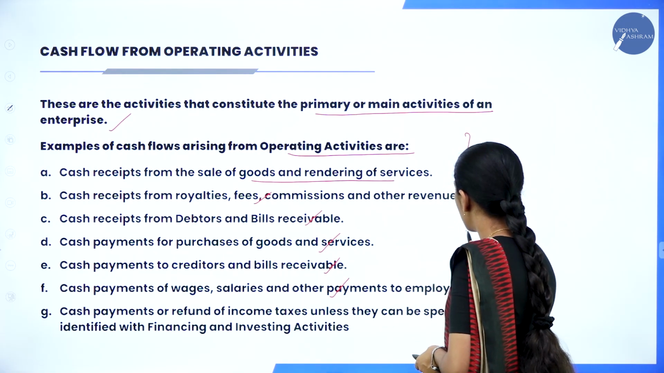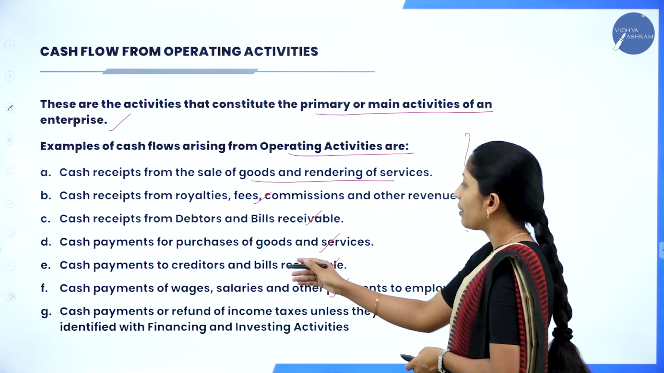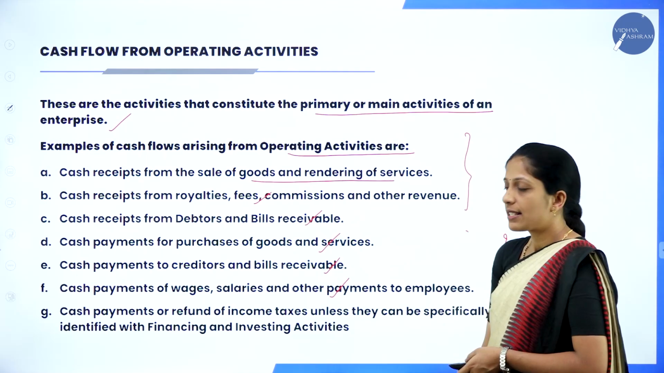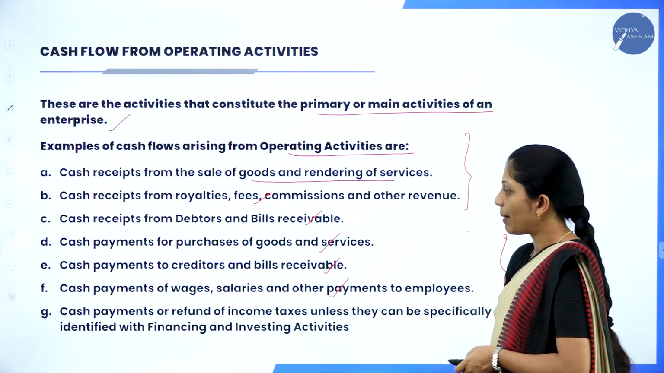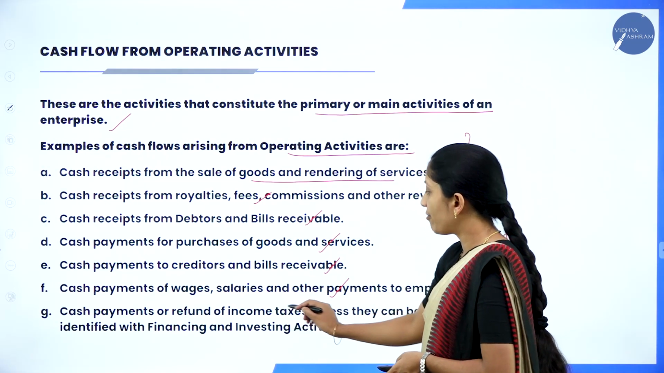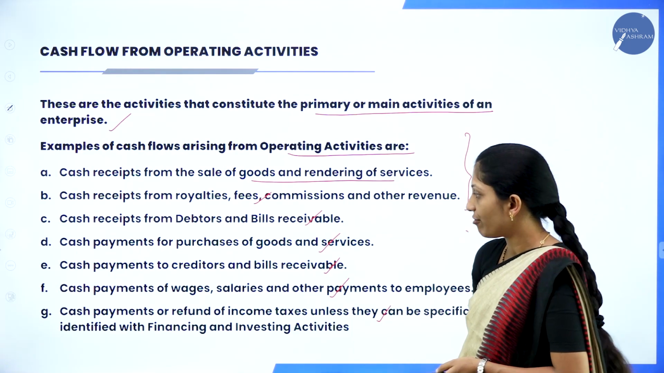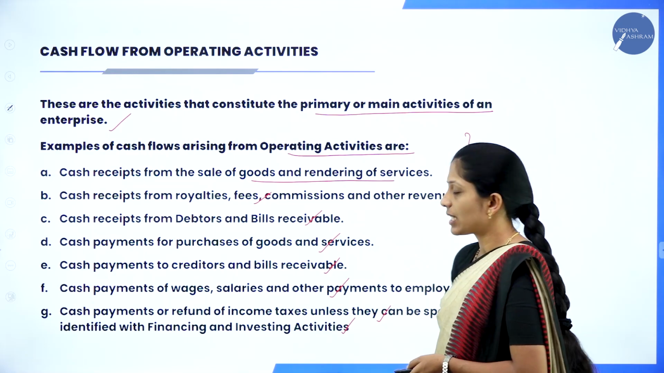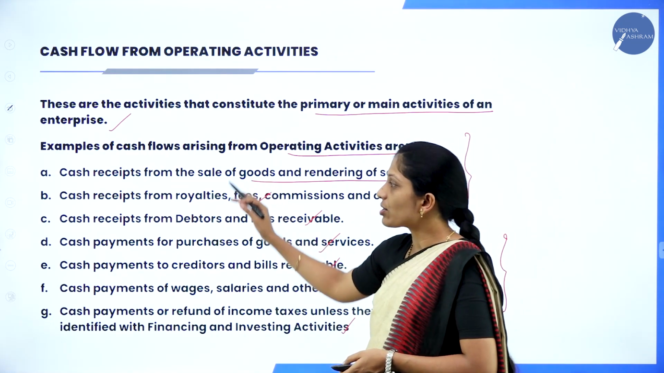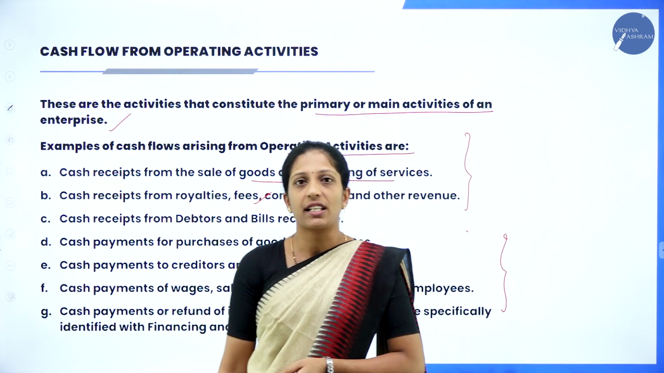Okay, so from here these are all payments. Cash payment of wages, salaries and other payments to the employees. Cash payment or refund of income tax unless they can be specifically identified with financing and investing activities. So these are just examples of operating activities.